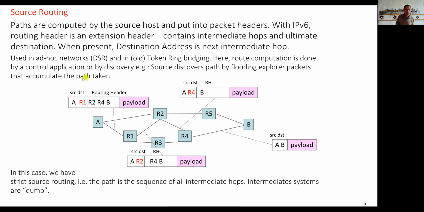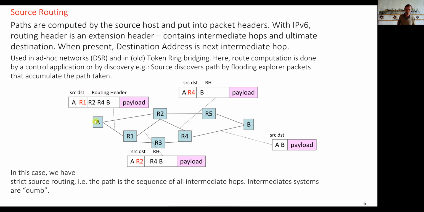The way it works is as follows. Source routing means that the path to be taken by a packet is computed by the source. This is what source routing means. The route is computed at the source and is written in the packet. There are different ways to do it depending on which protocol you use. If you use IPv6 with DSR, for example, you would use an extension routing header in the IP header.